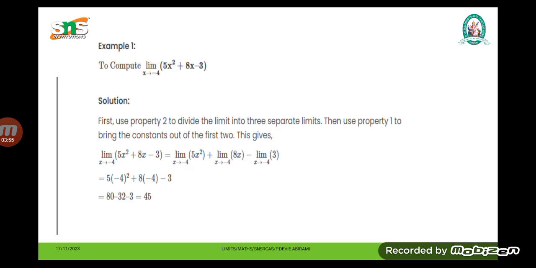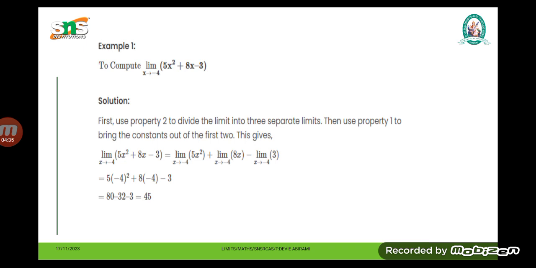First example, compute limit x tends to minus 4, 5x square plus 8x minus 3. Here my property is addition and subtraction, but it is a single function, that is f of x alone is given. First I want to apply the limit for the individual terms. So in my solution, I am applying limit x tends to minus 4 of 5x square plus limit x tends to minus 4 of 8x minus limit x tends to minus 4 of 3. I am going to apply minus 4 in the x part.